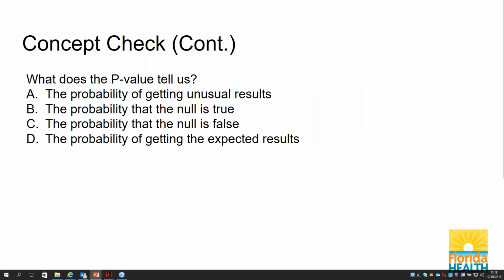This is for, I'm hoping you guys watch the video. So the p-value, what does the p-value tell us? A, the probability of getting unusual results. B, the probability that the null is true. C, the probability that the null is false. And D, the probability of getting the expected results.